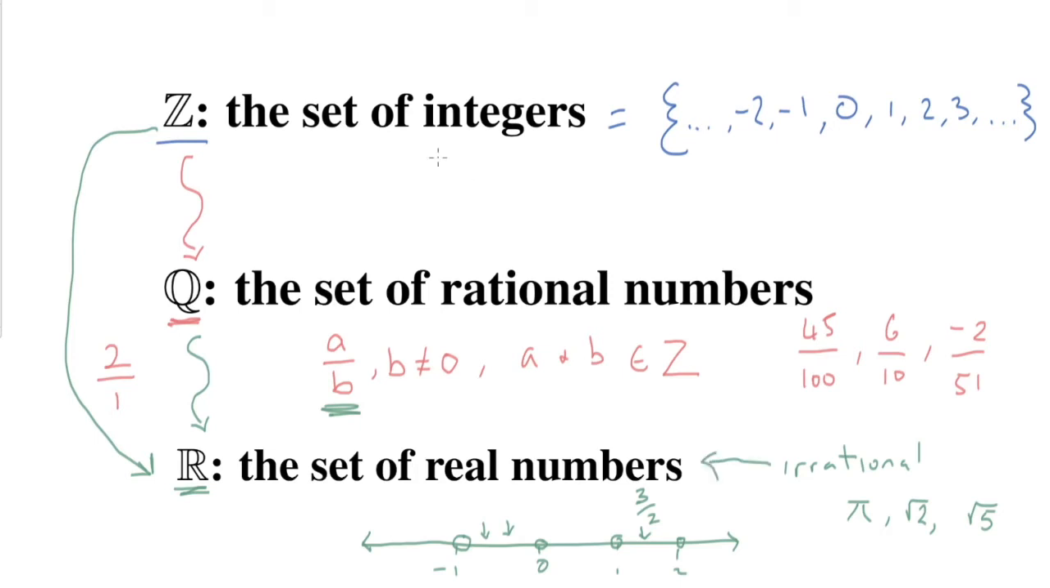So the set of integers, we've got the whole numbers. The set of rational numbers, we've got numbers in the format A over B, where A and B are integers. And the set of real numbers, those are any numbers which appear somewhere on the number line.